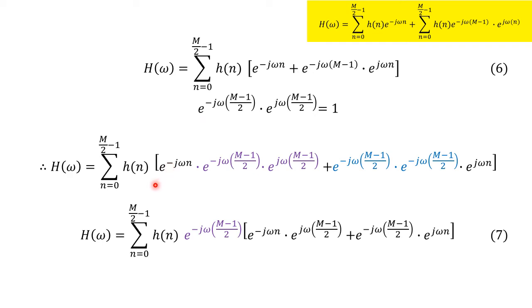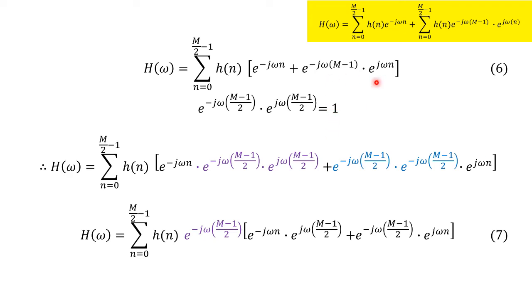In the next step we can observe that H of omega will be equal to summation n equal to 0 to m by 2 minus 1, h of n, which is a common factor, into e to the power of minus j omega n. So that is taken as it is, and then it is multiplied with the value 1, and that 1 is taken as equivalent to this value. Why only this value? If we make a substitution of this, it will be helpful for us in the further simplification. That's why we considered only this representation. So this complete expression has been represented over here.